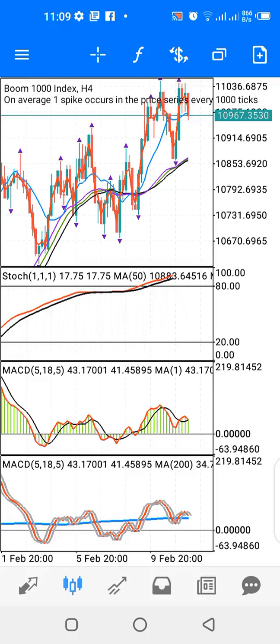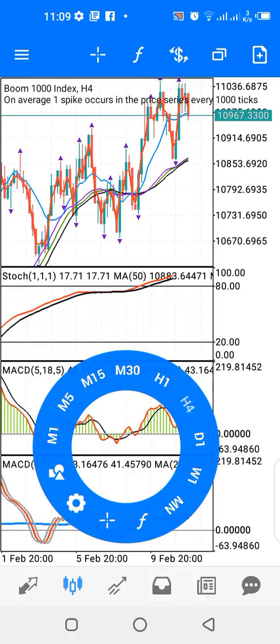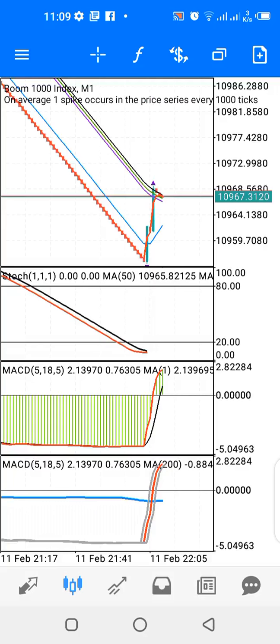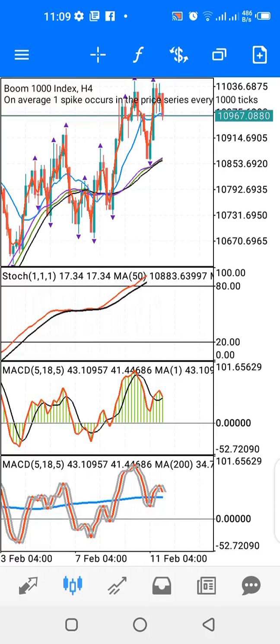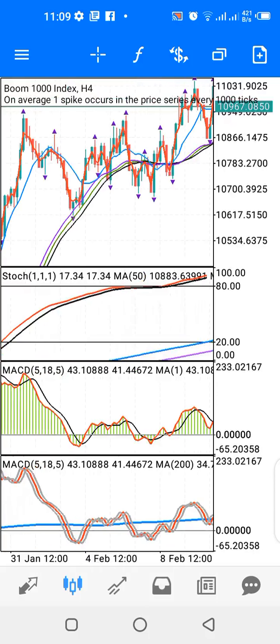Okay, I'll also be looking at how to trade it on 1 minute time frame. So I like to combine 1 minute time frame with higher time frames like the 1 hour time frame and the 4 hour time frame. All right, so I have Boom 1000 on the 1 minute. I also look at it on the 4 hour time frame. Now let me start with the 4 hour time frame.